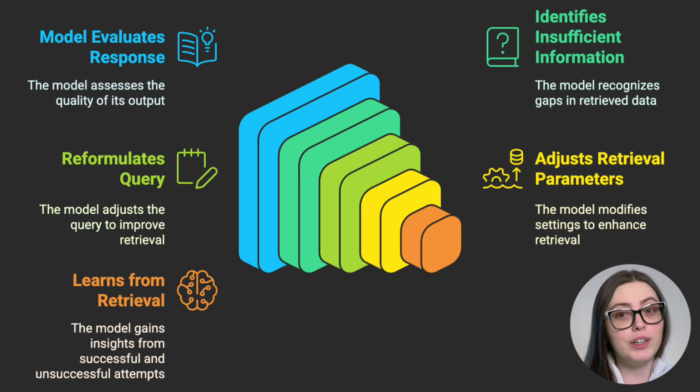Self-reflective RAG is a good fit for applications requiring high precision when there are many different user query types. It's good for systems that need to improve over time and where query intent may be ambiguous.